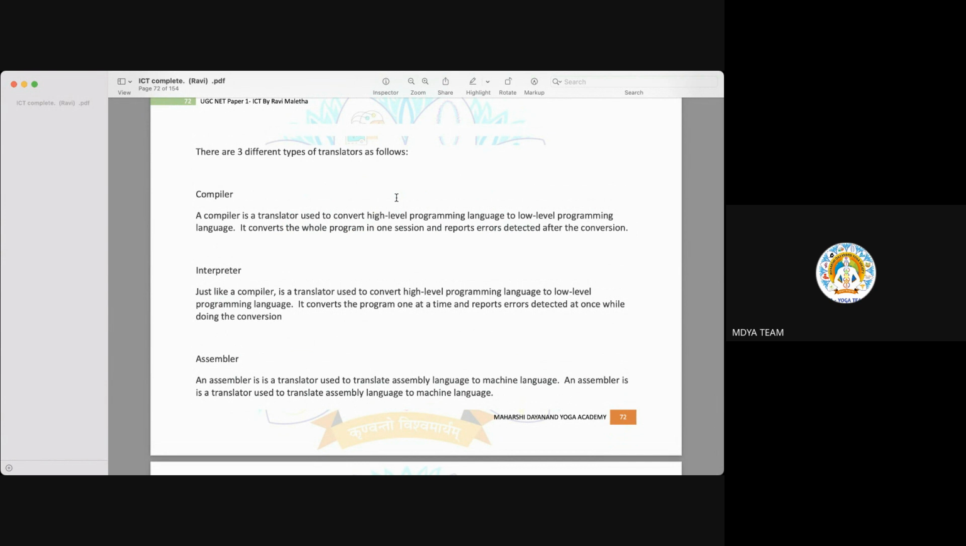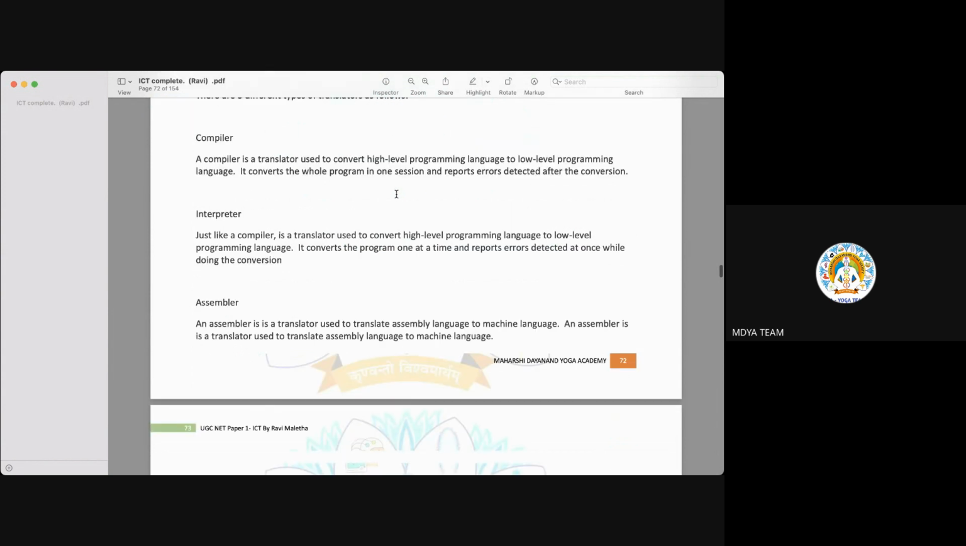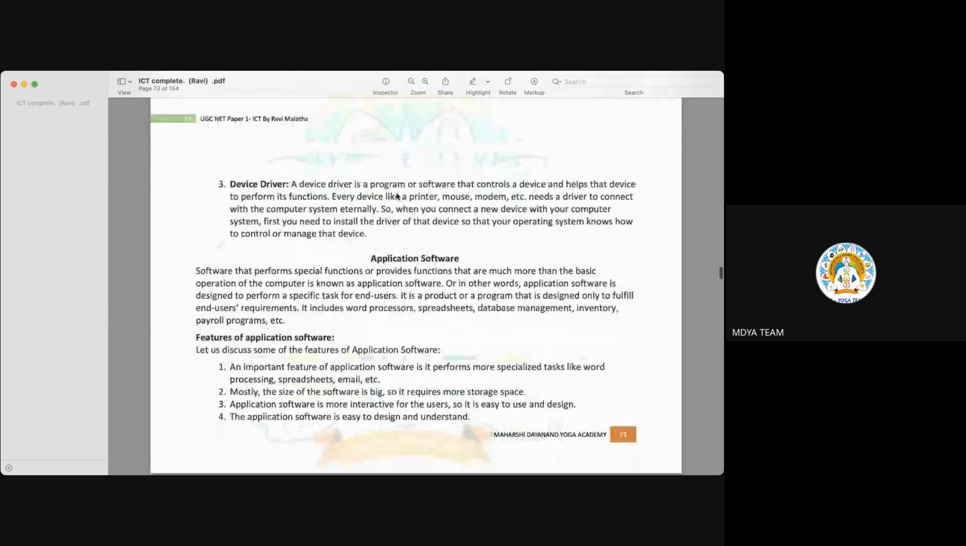And third is the assembler. The assembler is again a translator which is used to translate assembly language to machine language. Earlier, assembly languages were used, where there were some words in codes of the English language and some functions and symbols were used. That assembly language is converted to machine language. So that is the main difference between the three. Basically, all three are translators.